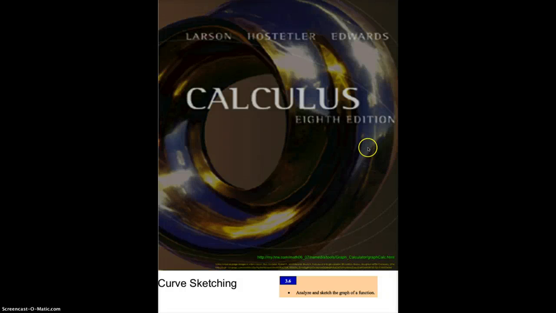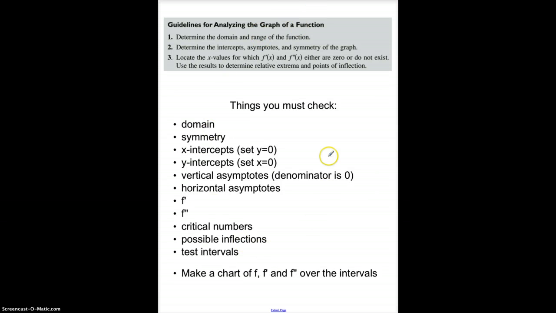The next unit we're going to do is curve sketching. Now there's quite a bit in curve sketching. Go on and get your pen out and write all of this down. I know some of it's a little bit redundant, but here are the guidelines for analyzing the graph of a function.